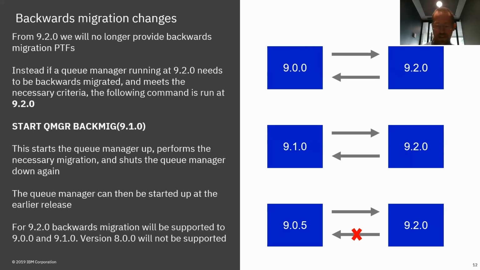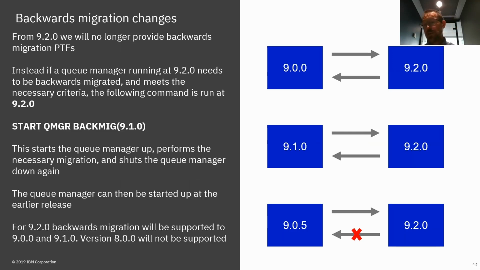Now that's all changed in 9.2.0. So from 9.2.0 onwards, which means future LTSs as well, we no longer need backwards migration PTFs. Instead, if you want to go from 9.0.0 to 9.2.0, then you just switch over your libraries, start your queue managers up, and that's you done your forwards migration, okay?